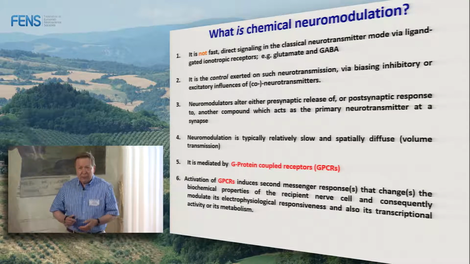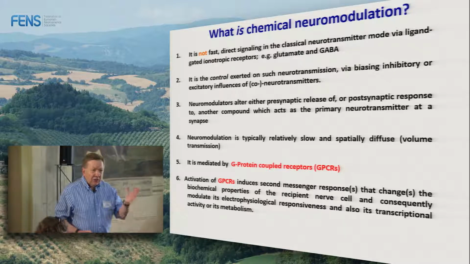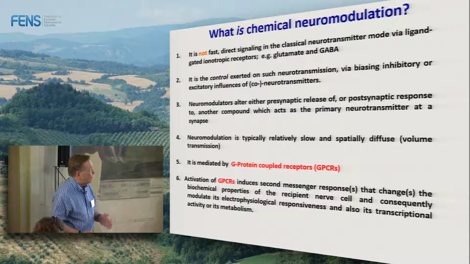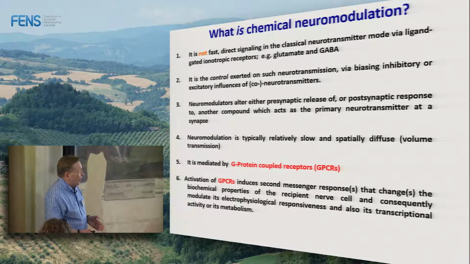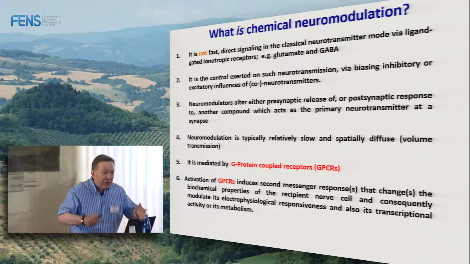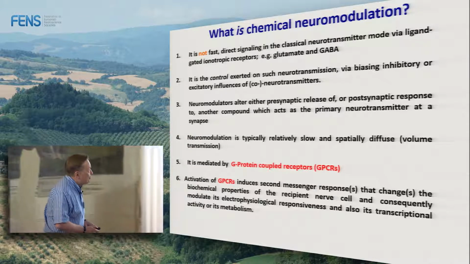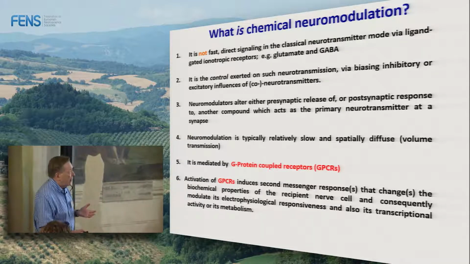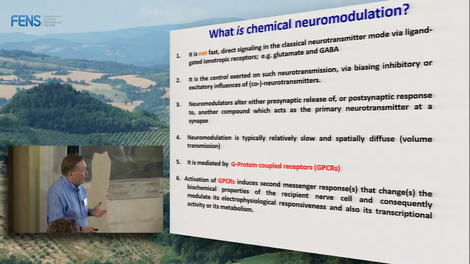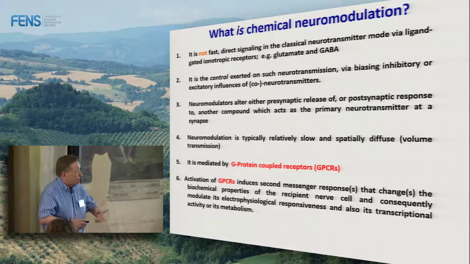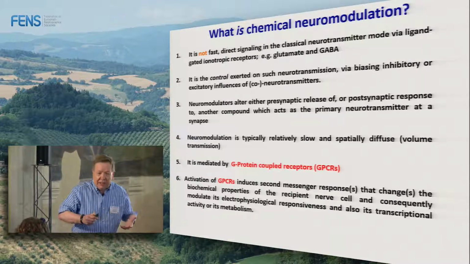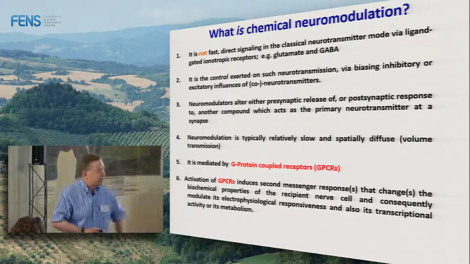So what is chemical neuromodulation? What it isn't is fast signaling through ion channels, glutamate, GABA. It's not that. It's not direct. It's not the on-off switches of the connectome or the network. It's the modulation. It's the control exerted on this transmission via biasing inhibitory excitatory influences. And neuromodulators are affecting presynaptic release or postsynaptic response to another compound acting as a transmitter. So they're adjusting the effects of the transmitters.